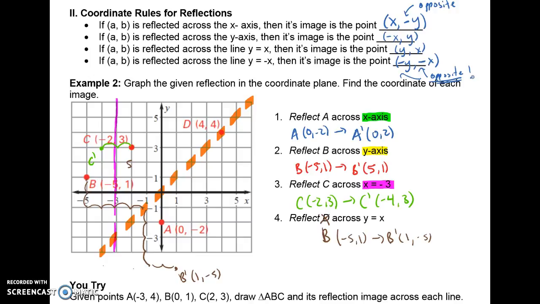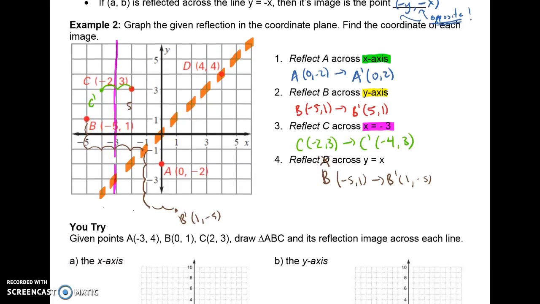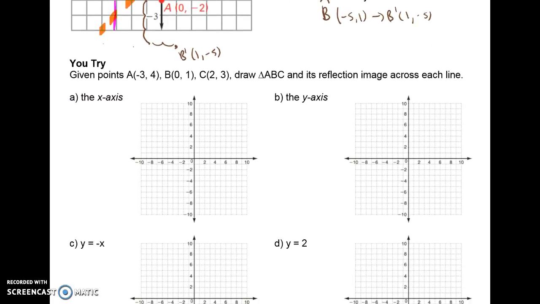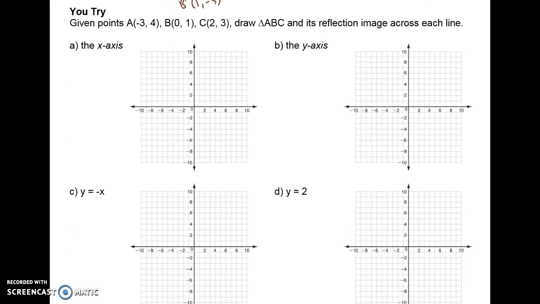All right, let's take a look at the You-Try problem, and let's reflect these triangles. You are welcome to either count and flip or use the rules. It's up to you. What I do recommend is that you graph the preimage and the image, so that we can see the whole transformation, but make sure you label your points, because we do want to know what the preimage versus the image is. You don't want to leave it up to me to decide, because then I'll say you didn't tell me, so, you know, tough luck.